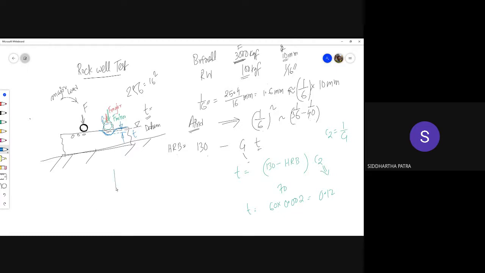So this is how the force is applied with time. You gradually apply F minor. You let it set. Then you apply F major. You let it set. Then you remove F major. You let it set and make the measurement. And once the measurement of the indentation is done, then you remove the minor load.